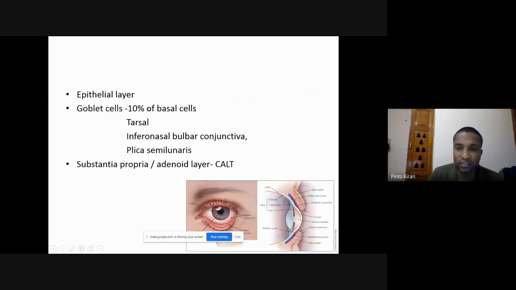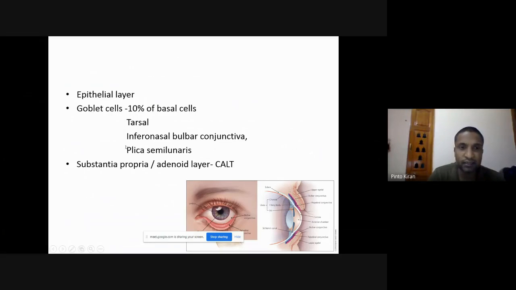Around 10% of all the cells of the conjunctiva are goblet cells, which are at the tarsal plate, more in the inferior nasal bulbar conjunctiva. That you have to keep in your mind. Next, that will be in the plica semilunaris.